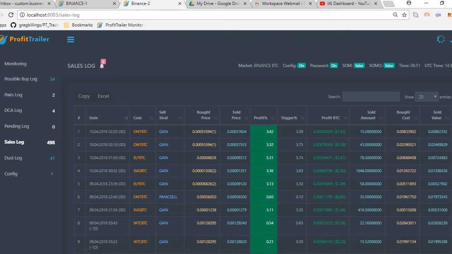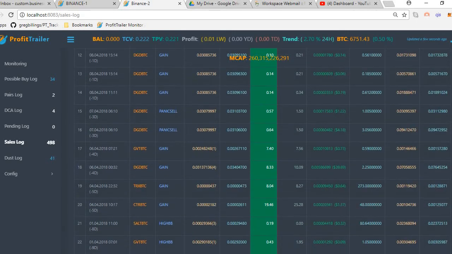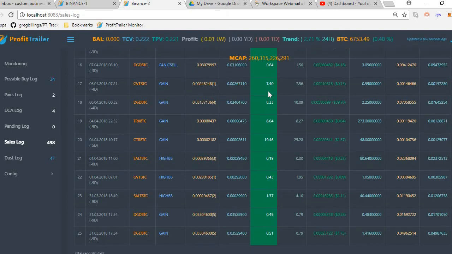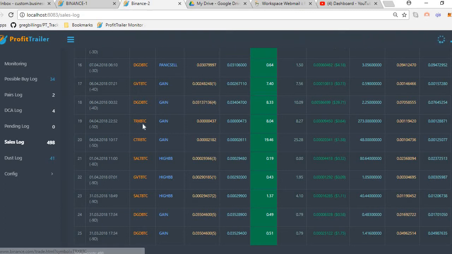When I first started testing this new method, look at these profits. 7% profit. Do you have anything on your ProfitTrailer that has 7% profit on a trash coin? No. 8% profit. This was 4 days ago. I made $39 on one trade. Okay. 8% profit. I didn't even know this coin is so low in volume, but I still made money from it.